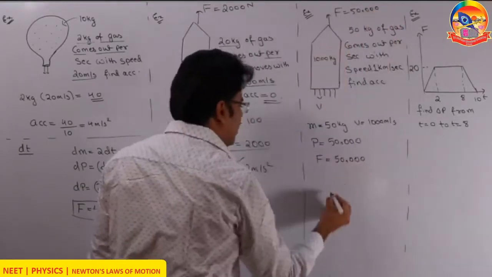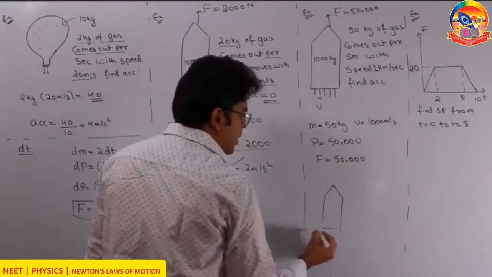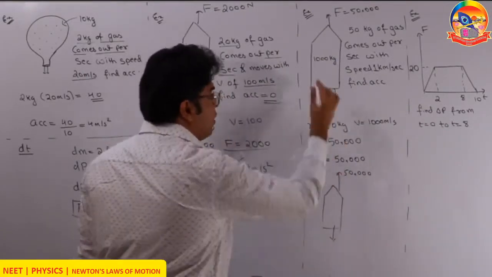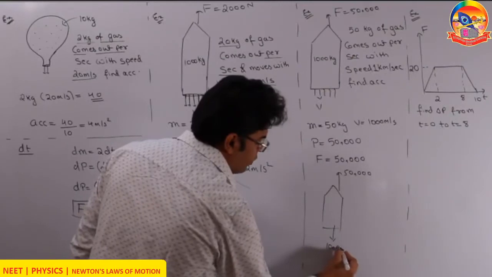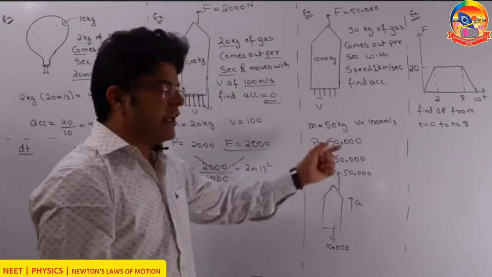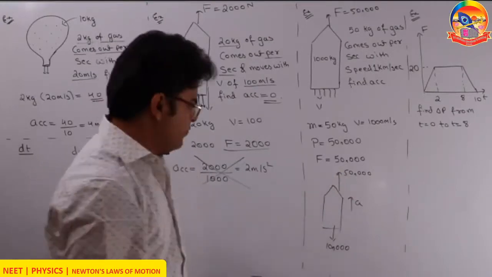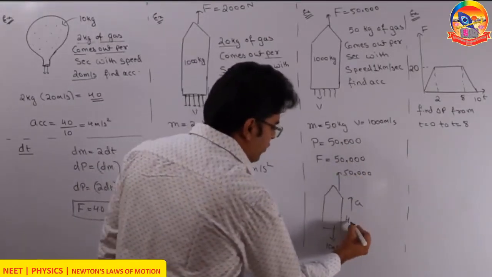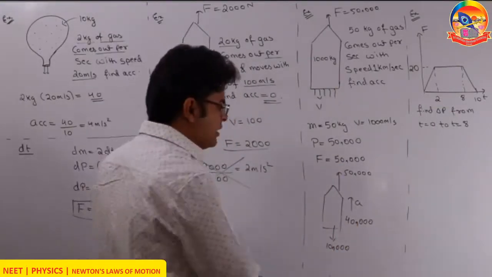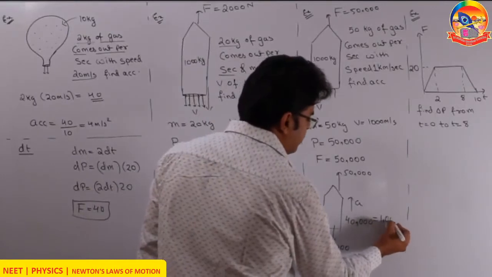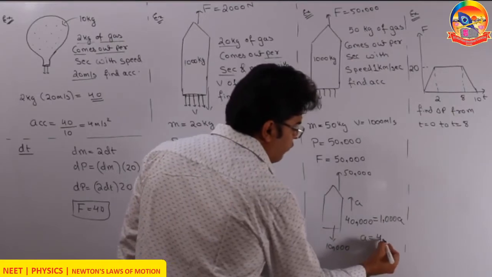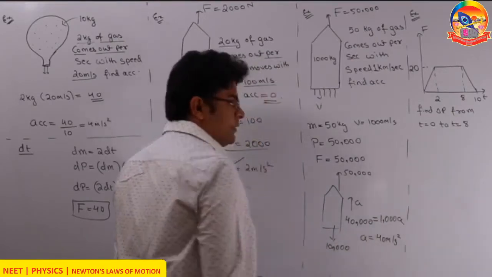Now, if the rocket is even on Earth, then upward force on rocket is 50,000. Force of gravity is 1000 into 10, that is 10,000. Let's say it has an upward acceleration a. The net force in direction of acceleration equals mass into acceleration. The net force upward comes out to be 50,000 minus 10,000, 40,000. This has to be equal to mass 1000 into acceleration. So the acceleration comes out to be upward 40 meter per second square in this case.